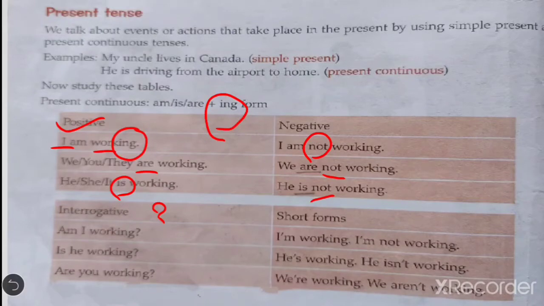Now look at here, isn't, is not working. So here, O is omitted. Are you working? We are working, we aren't working. So here also, in we are, A is omitted. And here, O is omitted. So it's a short form of this word. Now let's move to next.